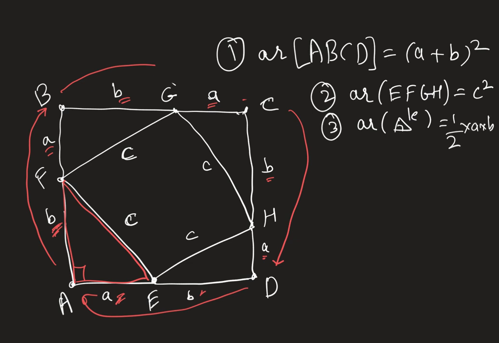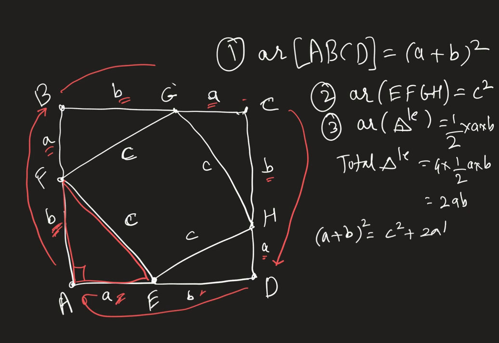So in total there are four triangles like this and each one has sides A and B. So the total area of the triangles is equal to 4 times half A into B. This would be equal to 2AB. Now we know that the area of ABCD from equation 1 is A plus B whole square. This consists of the smaller square and the four triangles. So the area of the smaller square is C square, and the total area of four triangles is 2AB.